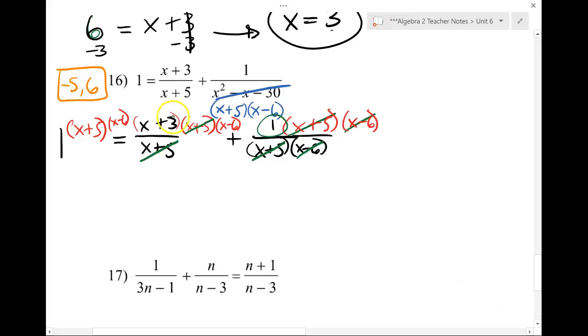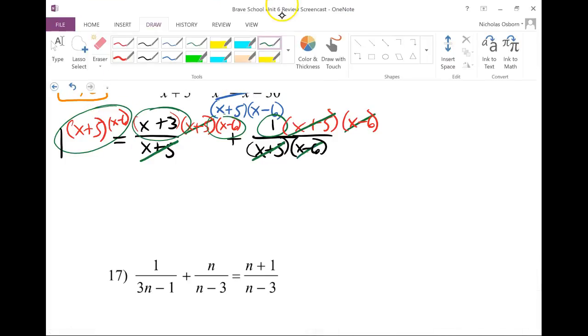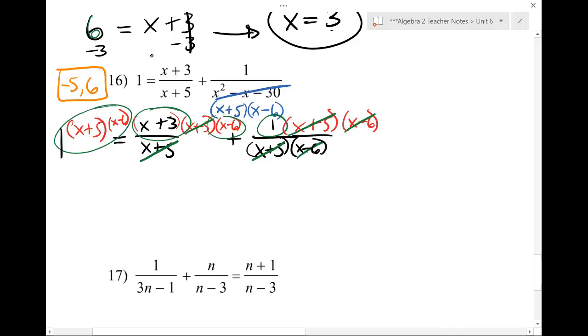The middle, or the second rational expression, we're left with x plus 3 and x minus 6. And over here we have the x plus 5 and the x minus 6. So let's go ahead and multiply all those out. Okay, so over here on the left, x plus 5 times x minus 6. We'll just FOIL, so x squared.